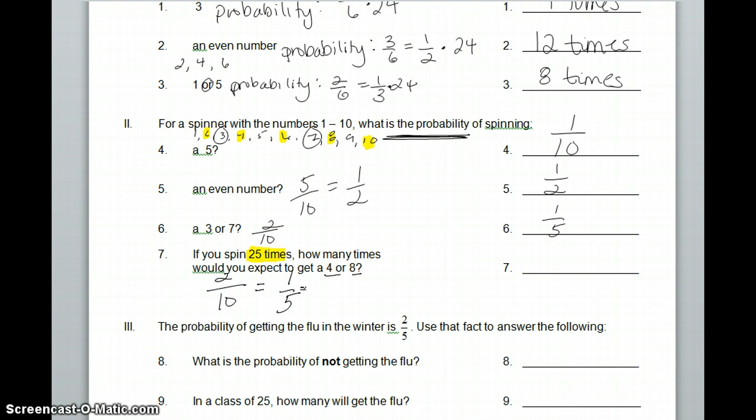Okay, but you're not done. That's the probability. It wants to know how many times would it occur, or what did you expect to roll a 4 and 8 if you roll or spin the spinner 25 times. So you have to multiply by 25, and you get 5 times.